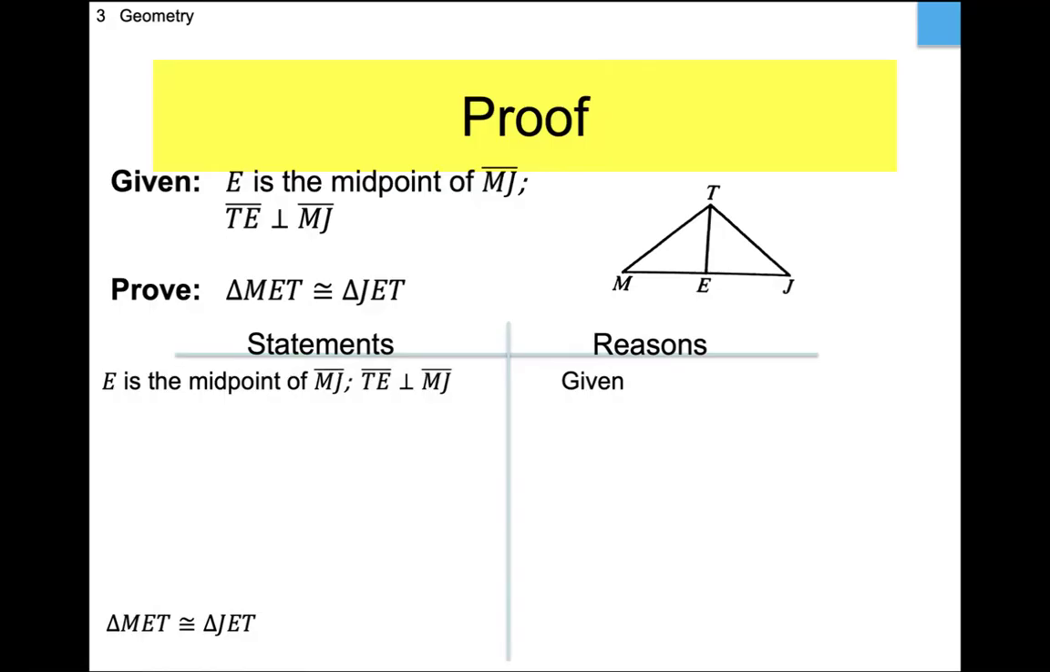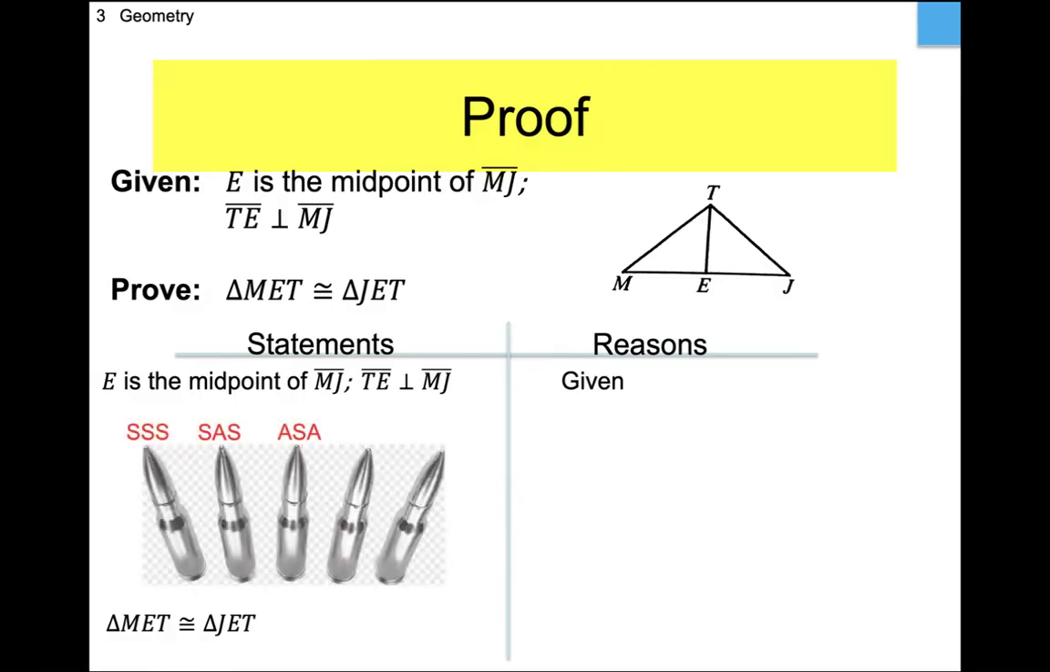So let's get to it. There are many things I could say here. It doesn't matter from the given. I have two statements I can make, and it doesn't matter which one. I'll just do one at a time. If E is the midpoint, remember, we're going to try to go to either SSS, SAS, or ASA.